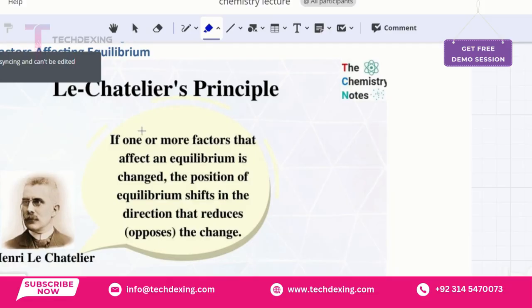All right. So in this one, we will talk about Le Chatelier's principle, which is also talking about the equilibrium. So you can say that if one or more factors that affect an equilibrium is changed, the position of the equilibrium shifts in the direction that opposes the change. It means that if a system at equilibrium is disturbed, like you change the concentration, the temperature, or the pressure, it shifts in the direction that opposes the disturbance. All right, it will change its direction, so cancel the change and restore the balance. Hope you understand it.